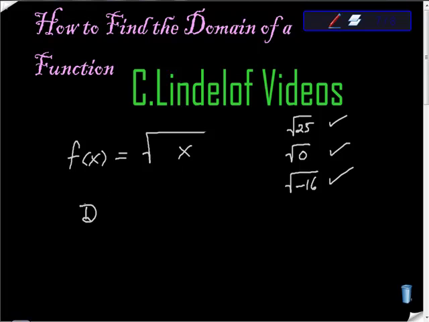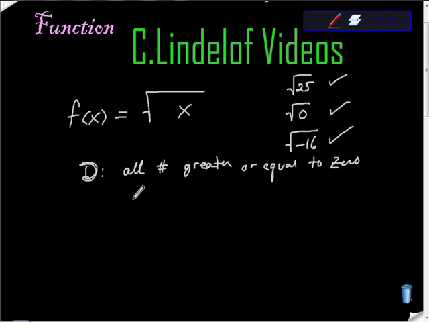So I'd say to you the domain is all the other numbers. So I would say the domain is all numbers greater than or equal to 0. I mean, that makes sense, doesn't it? The other way you could write that is x such that x is greater than or equal to 0. Be careful not to say positive numbers because 0 is not a positive number.